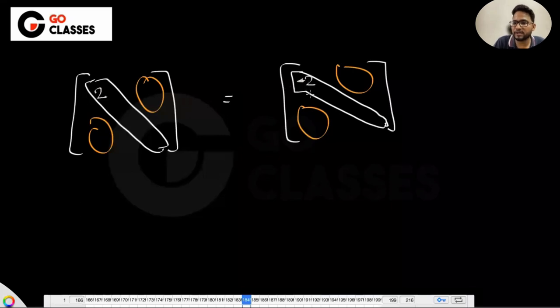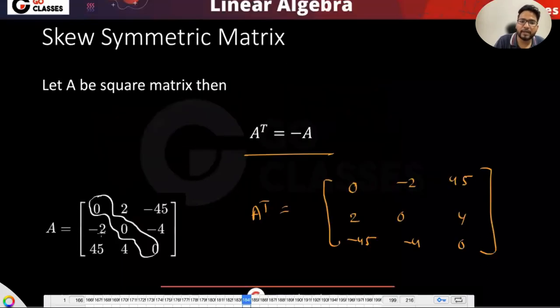So how can it be minus 2? It is not possible, right? You are getting my point? If it is 2, then to have it skew symmetric, you must have the minus of this. Every entry is basically getting multiplied by minus 1. Since it is not possible, you will always have zeros here. For the skew symmetric matrix, the diagonal elements will be 0.